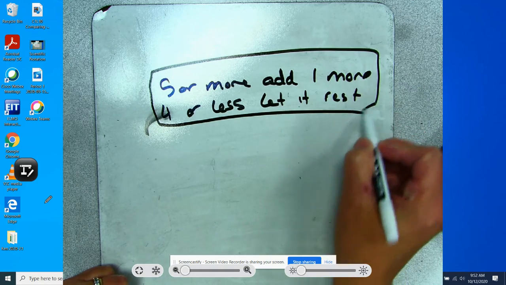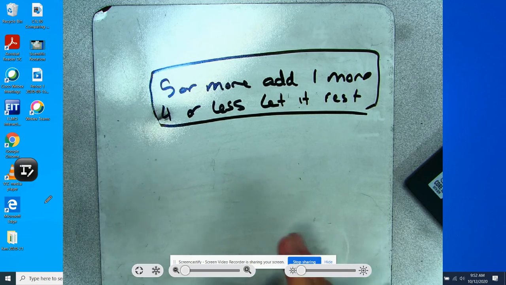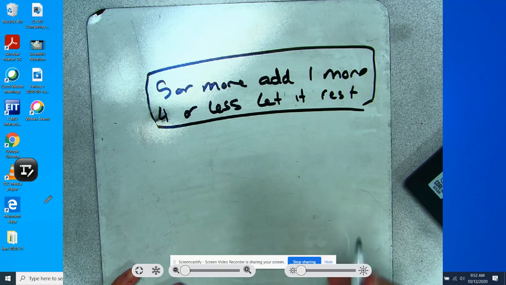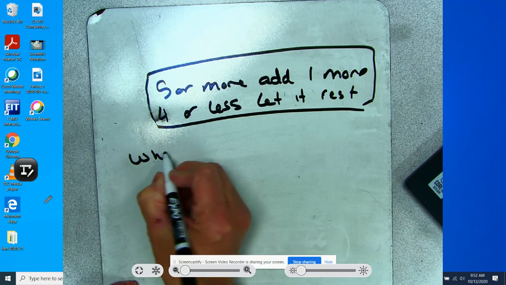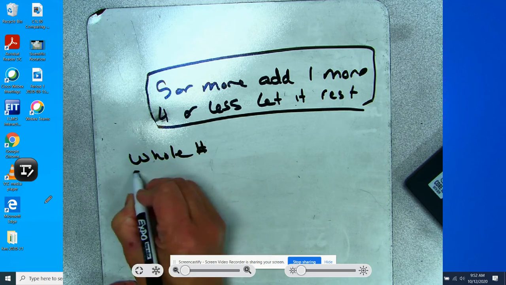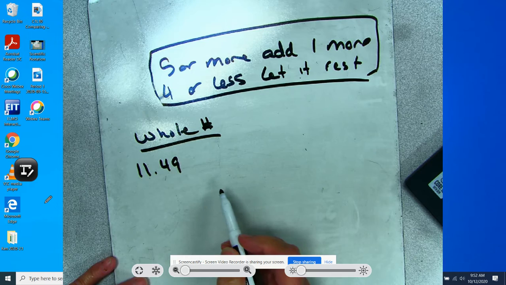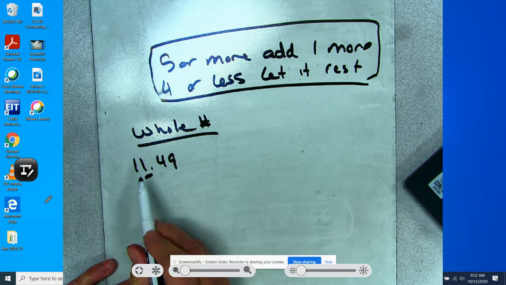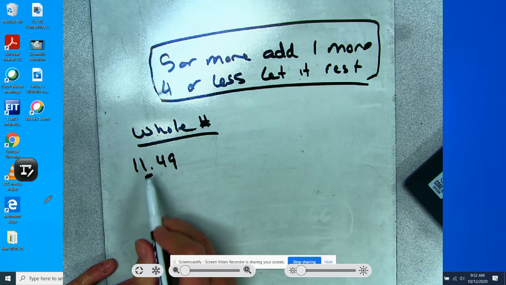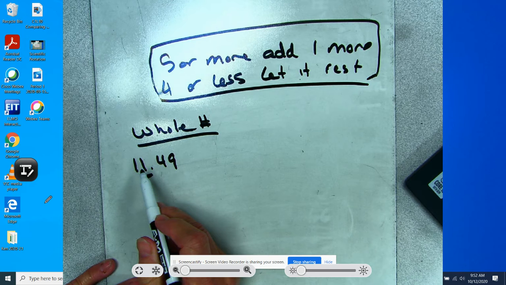They don't change. And when it says 5 or more, it's 5 or more of the number to the right of whatever place value we are rounding to. So if I were to ask you to round to the nearest whole number the following number, 11.49, the whole number would be here. Since that is a 1, we go to the right one place. That 4 says that that 1 stays the same because it's 4 or less.